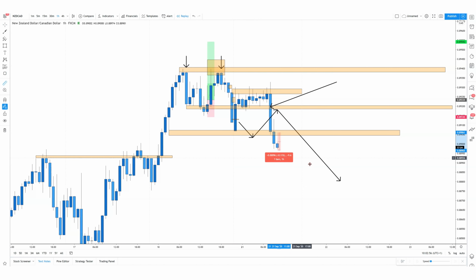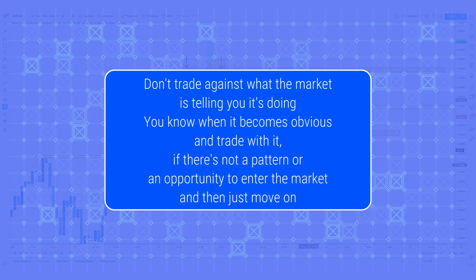And I know the risk reward ratio doesn't work in your favor, but understand the principle that I'm trying to get across here. Don't trade against what the market is telling you it's doing. When it becomes obvious, then trade with it. If there's not a pattern or an opportunity to enter the market, then just move on.